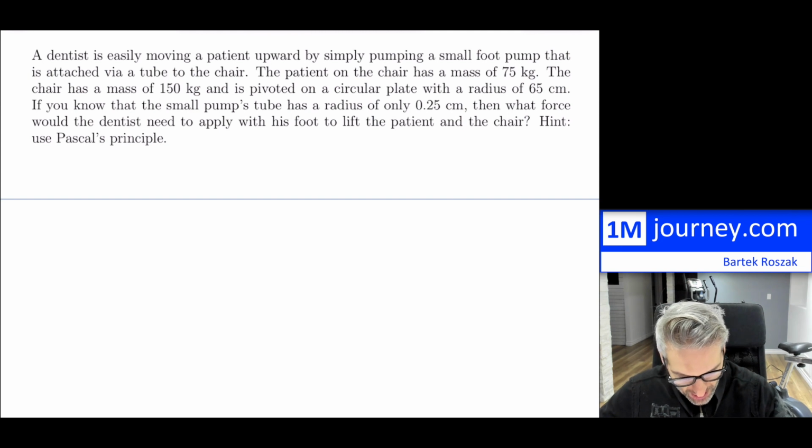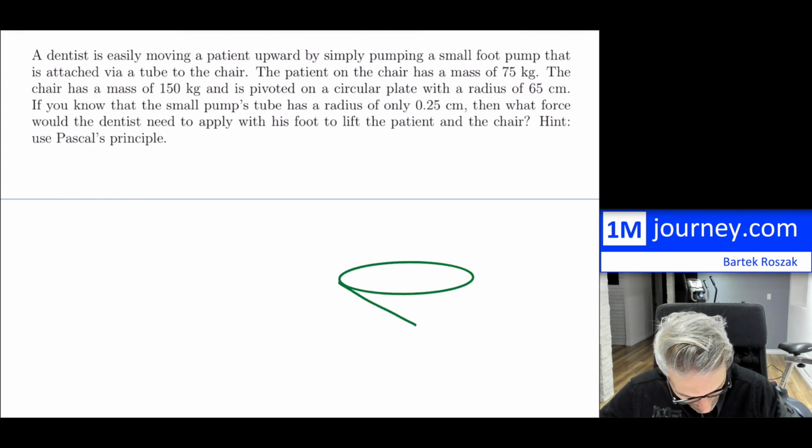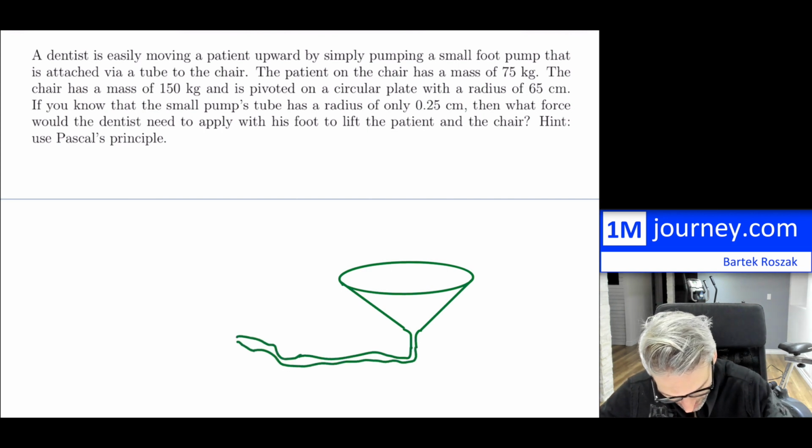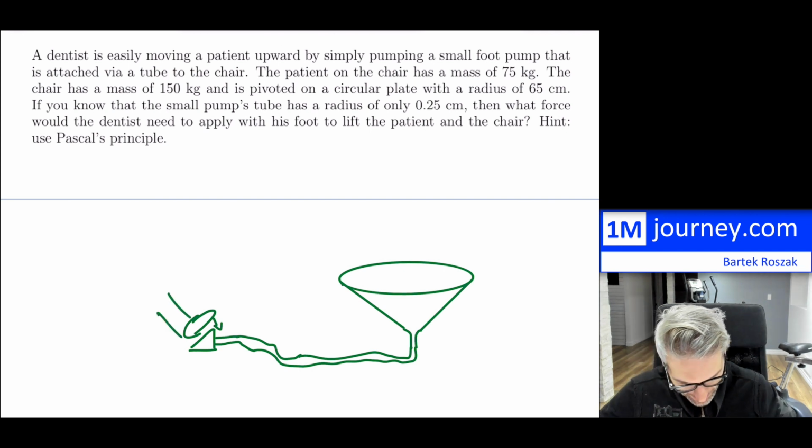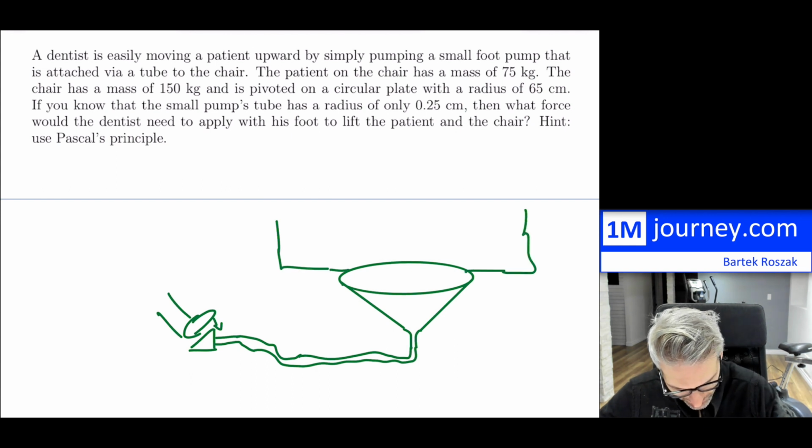So let's see what all of this is. The patient on the chair has a mass of 75 kilograms, and the chair has a mass of 150 kilograms, and is pivoted on a circular plate with a radius of 65 centimeters. So we kind of have something like this. Maybe this is the plate, and then this funnels right into a little tube and gets passed along in here, and maybe this is the little pedal, where the foot presses down. This is the leg, and the person sitting on the chair is right here.